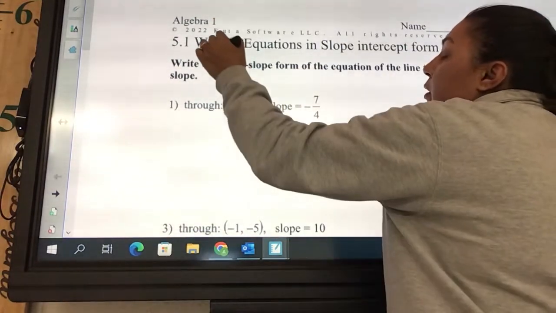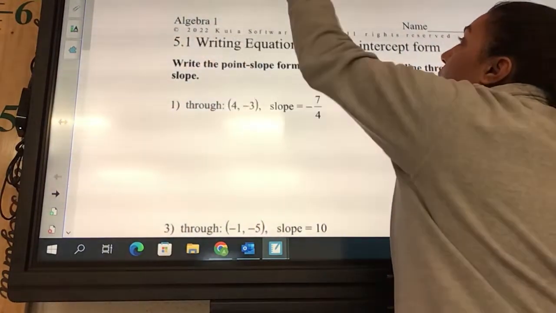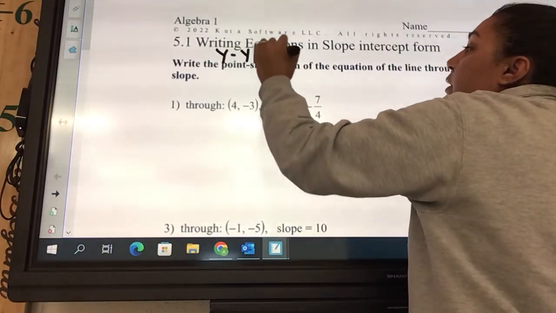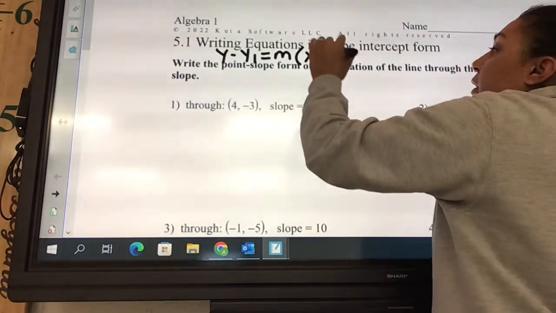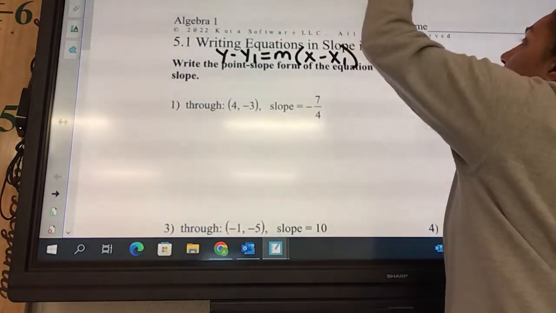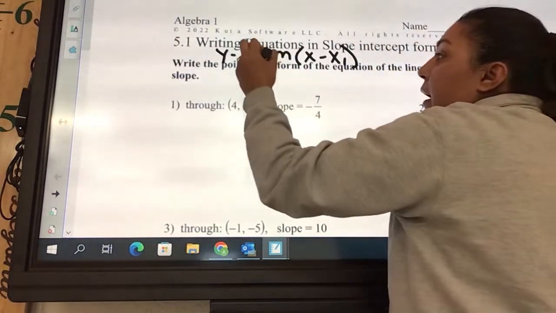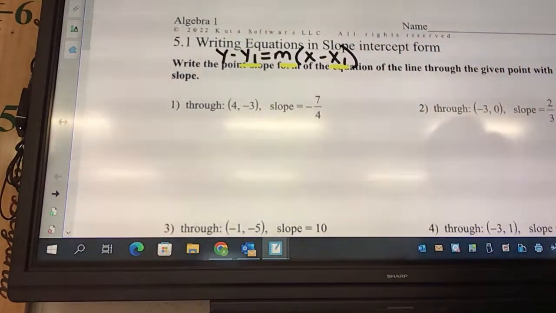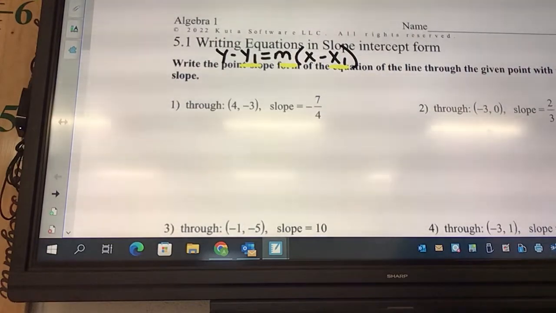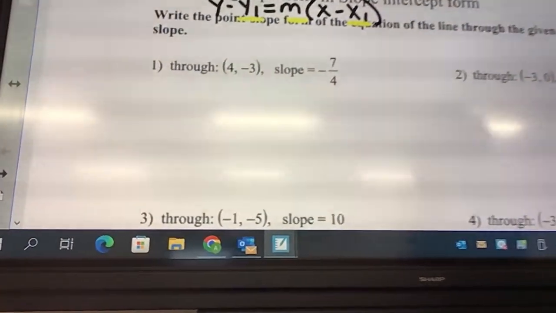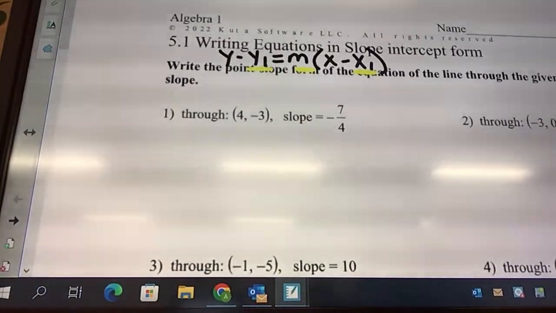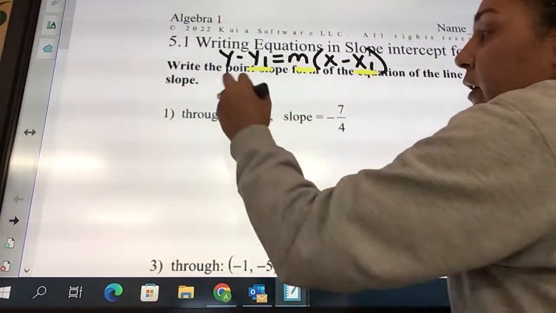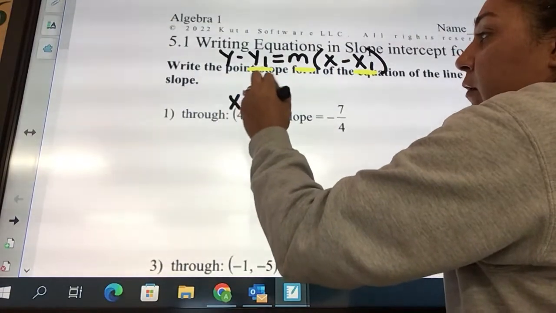So our point slope form goes like this: y minus y1 equals m(x minus x1). Now, the only stuff that we plug into spots is this, this, and this. The x and y are actually part of that formula. You need to leave those in there, okay? This is through a point, so we label a point with x1, y1.